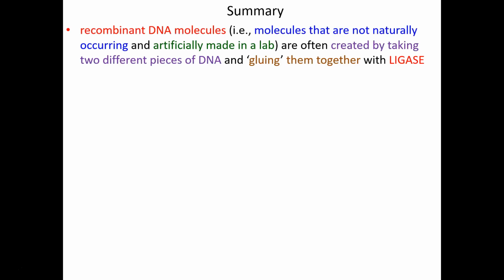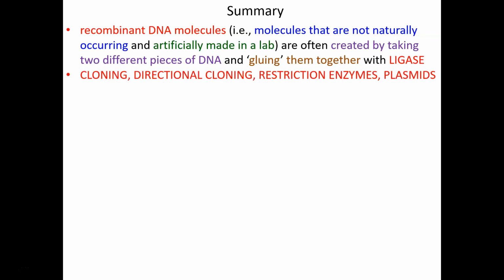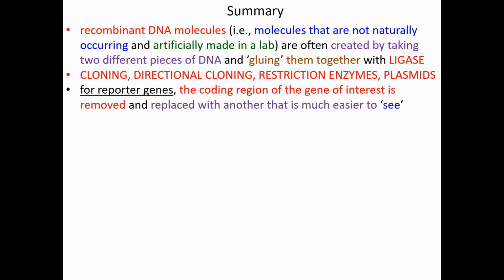So hopefully I've passed on just some introduction to this. We're going to come back to systems biology in the next lecture next week. But to summarize what we talked about here, recombinant DNA molecules, again, DNA that is not naturally occurring and is artificially made in a lab, can be created by taking two different pieces of DNA and ligating them together, usually in the context of a plasmid. This has ideas of cloning, directional cloning, when we use two different restriction enzymes to ensure that our insert is going on in the proper orientation or direction. And we touched on restriction enzymes and plasmids as well.